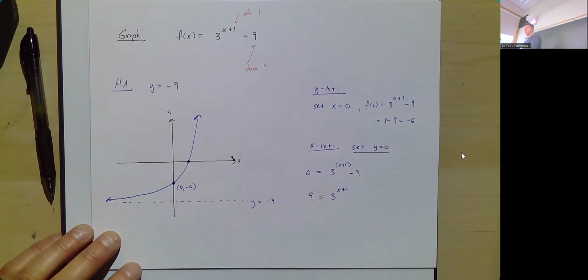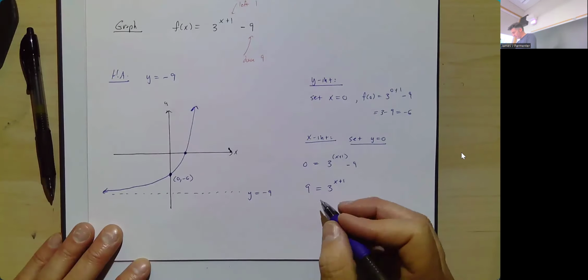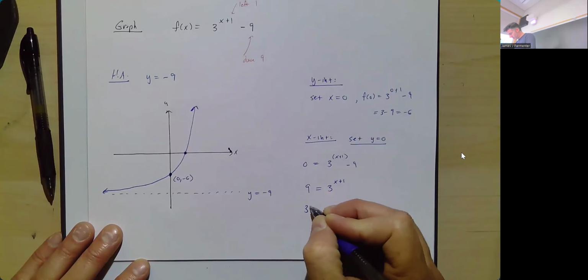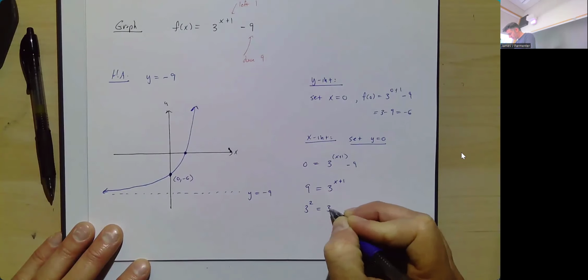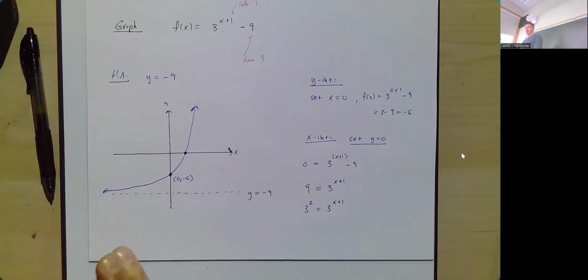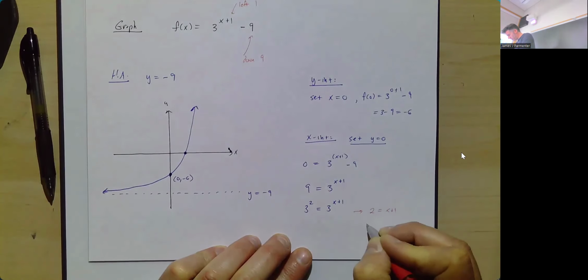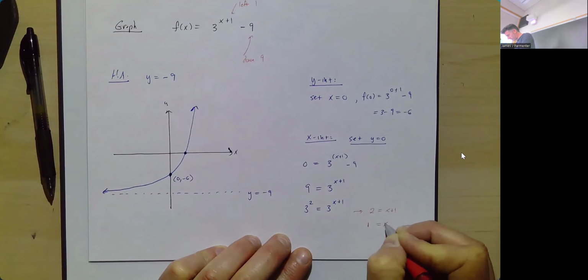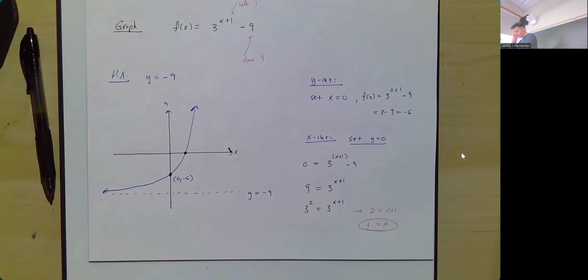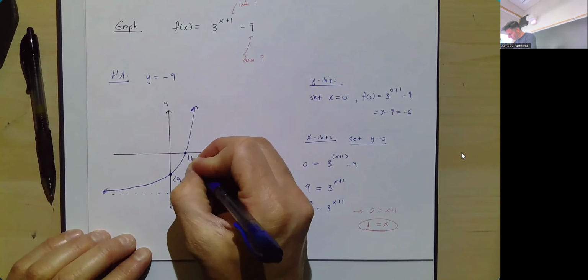And then if I didn't know right off the bat, I would rewrite this as, well, 9 is 3 squared. And if 3 squared is equal to 3 to the x plus 1, the exponents have to be equal to each other. So we can say that means 2 has to equal x plus 1, or 2 minus 1 is equal to x. So my x-intercept is 1. So my point is 1, 0.